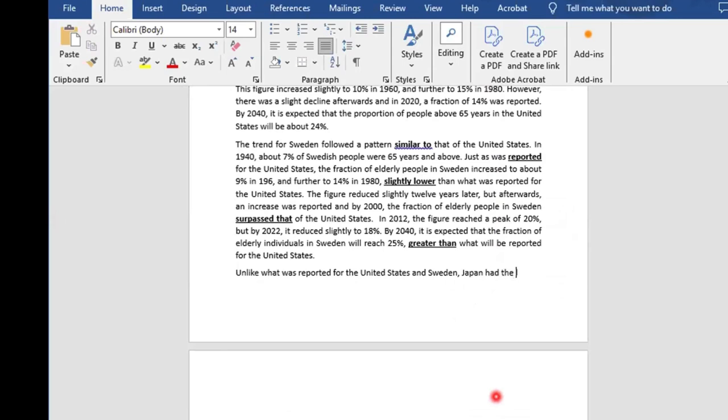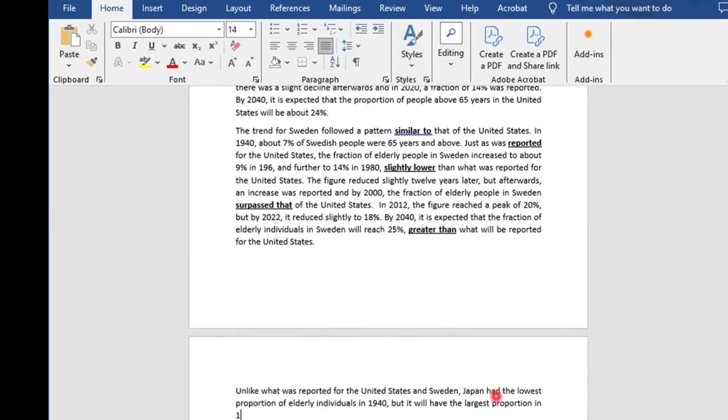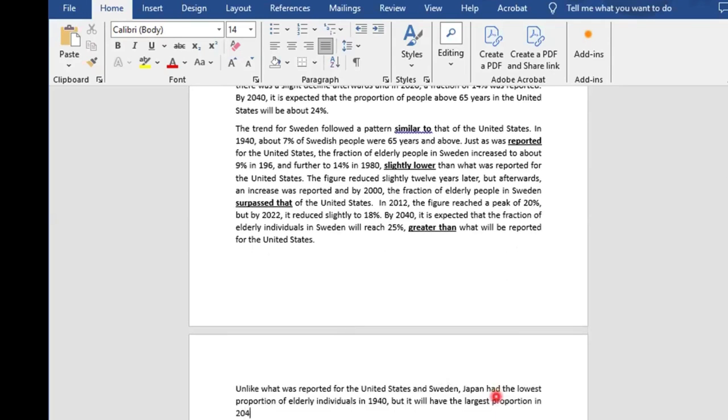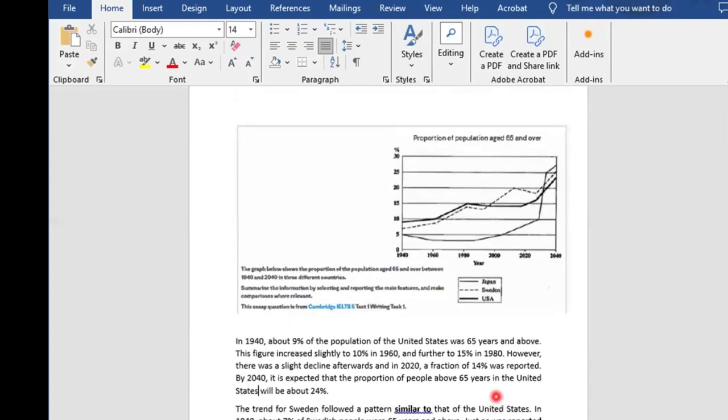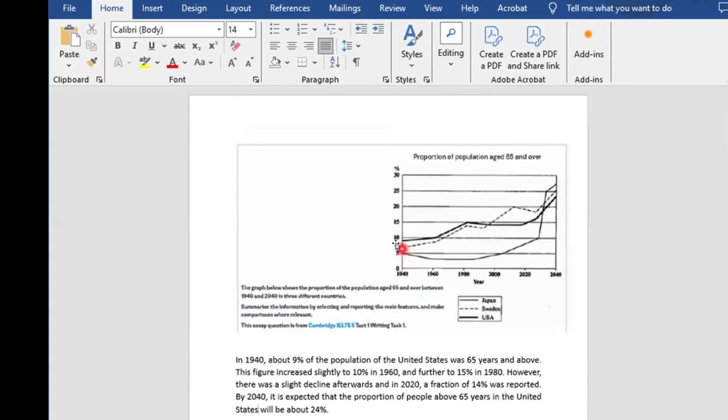Had the what? Lowest proportion of elderly individuals in what? 1940. But it will have the what? The largest proportion in what? In 2040. So you see what I just did here now. Japan had the lowest here, but by 2040 it's going to have the highest.